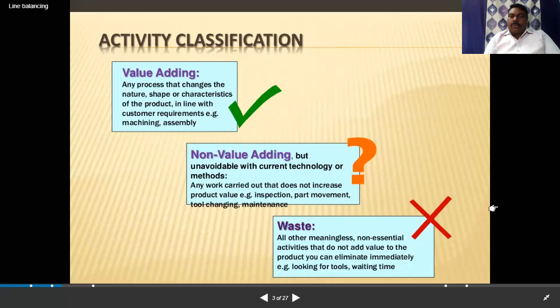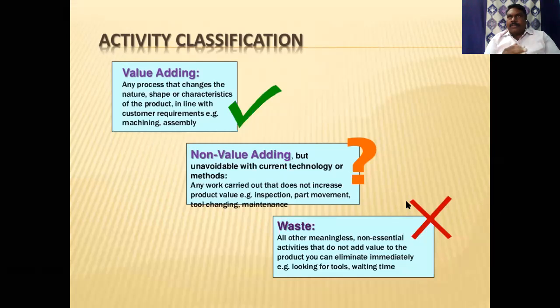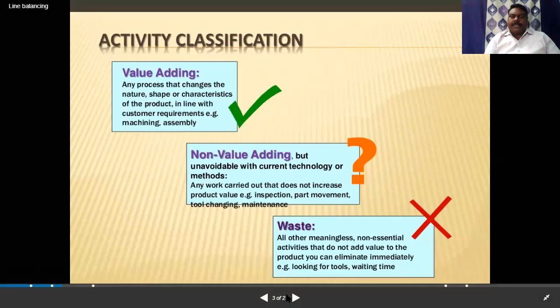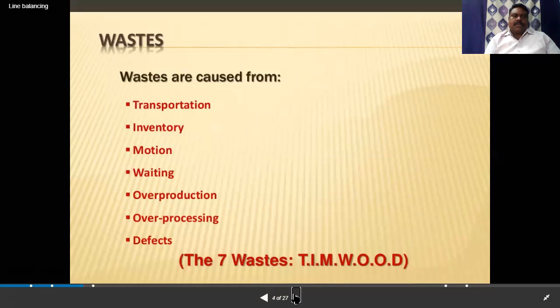Then waste. We should not waste. Waste is all the other meaningless, non-essential activities that do not add value to the product and can be eliminated immediately. That is looking for tools, waiting time, idle time. I said in the starting that machines and people are idle, and we need to avoid that. So this is the activity classification in a production unit. Wastes are also caused by transportation while moving. You would have seen the classical example of wastage in transportation.